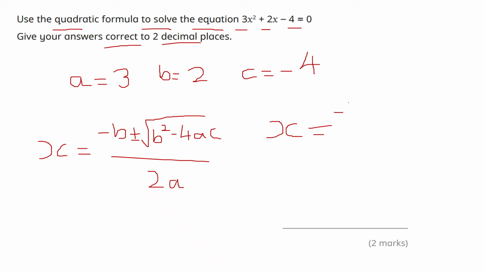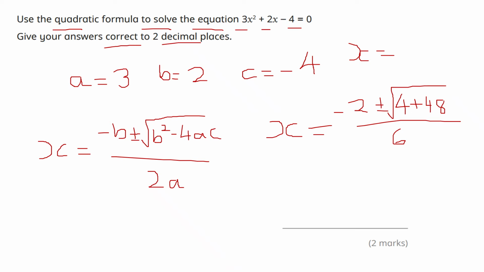So I'm going to have minus 2 plus or minus the square root of 2 squared. So that's going to be 4 minus 4 times 3 times minus 4. 4 times 3 is 12, times minus 4 is going to be minus 48. So it's going to be plus 48, all over 2 times 3. So that'll be 6. Okay, so let's simplify it. So I'm going to have x equals minus 2 plus or minus the square root of 52 all over 6.